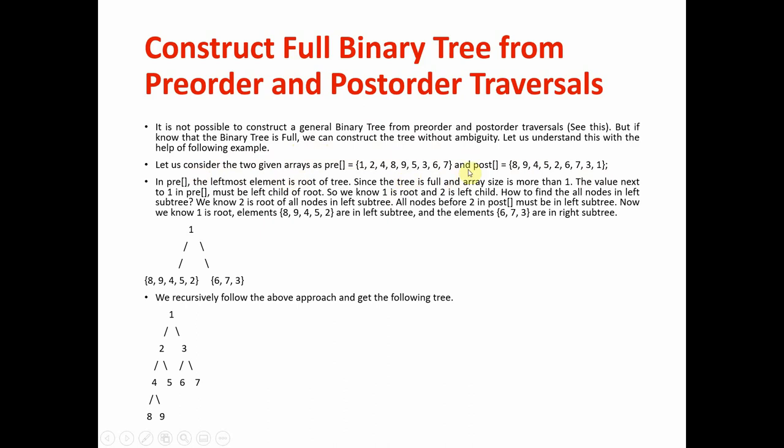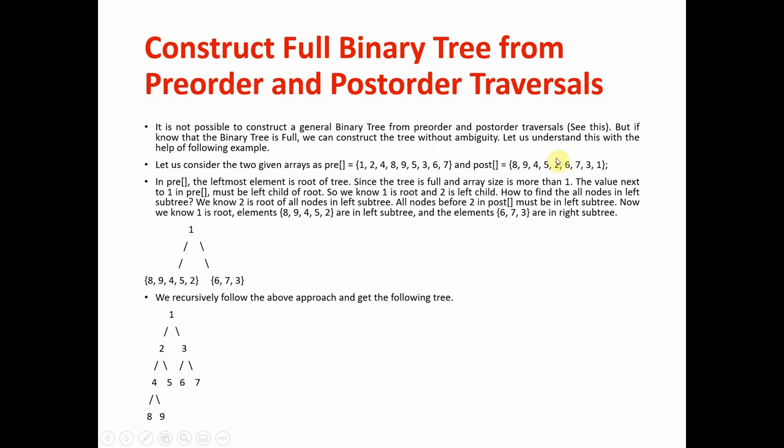If we have the pre-order traversal and the post-order traversal, in pre, the leftmost element is the root of the tree. So 1 is the root of the tree. Since the tree is full and the array size is more than 1, the value next to 1 in pre must be the left child of the root. So we know that 1 is the root and 2 is its left child.